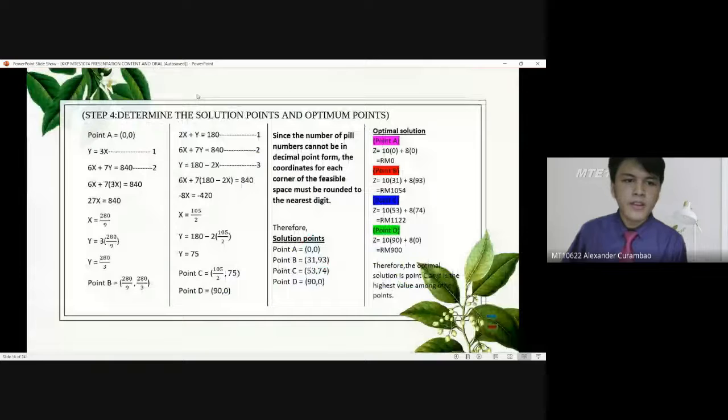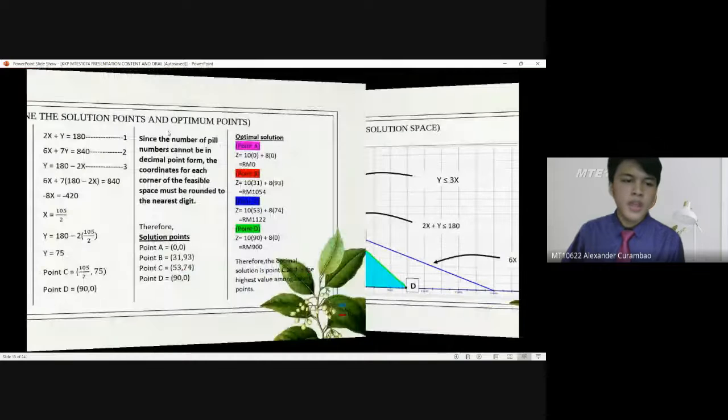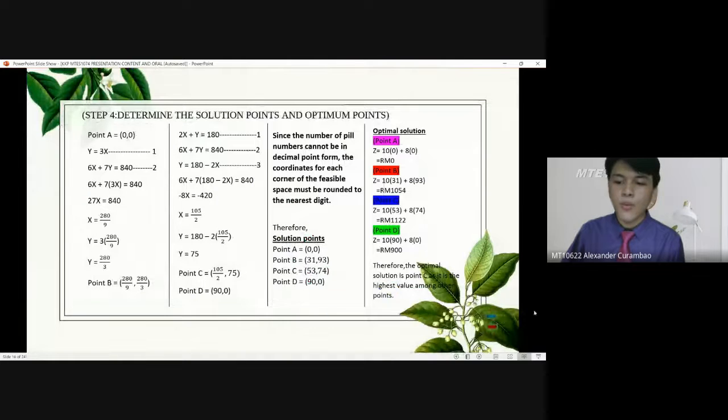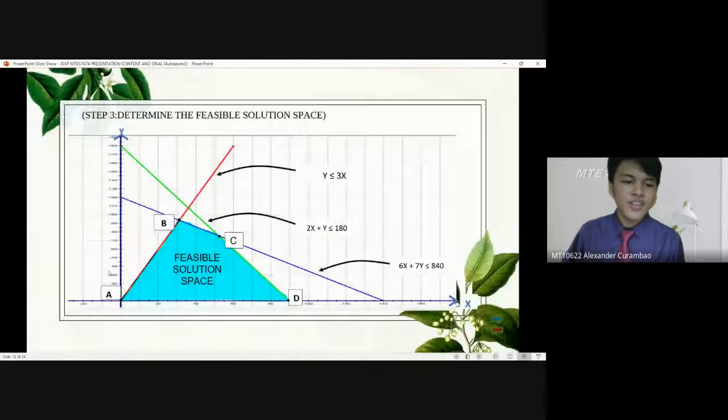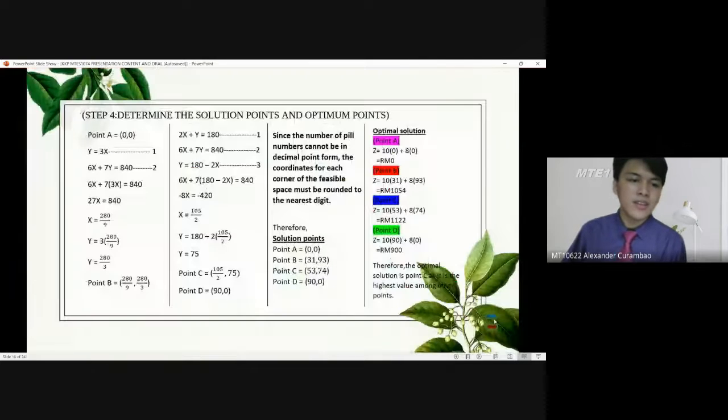Then determine the solution points and optimum points, which means we're going to determine two things here, the solution points and the optimum points. What are solution points? Solution points are simply the coordinates of all the vertices A, B, C, and D. So we need to determine them first. As we can see, A is obviously 0, 0. Why? Because it is the origin, right? 0, 0.